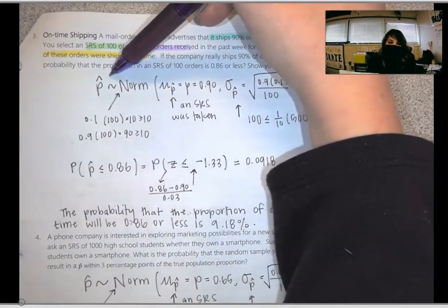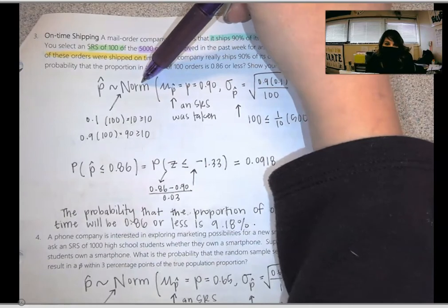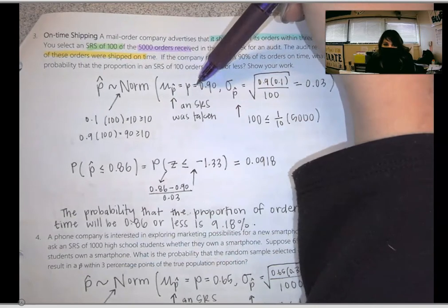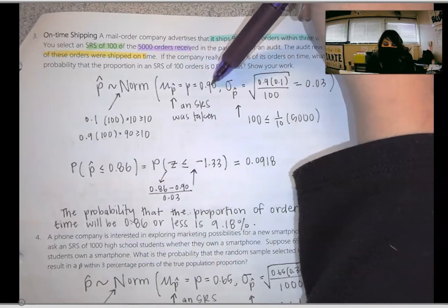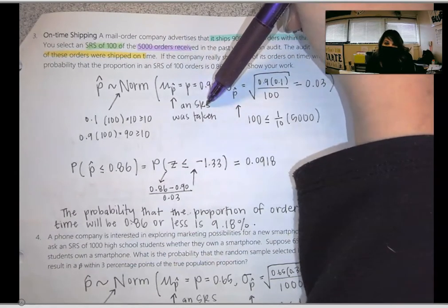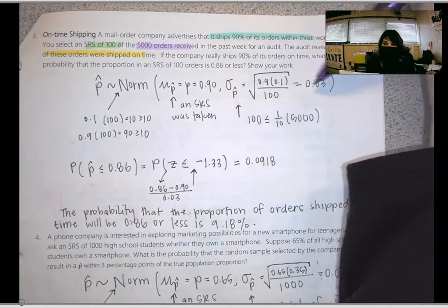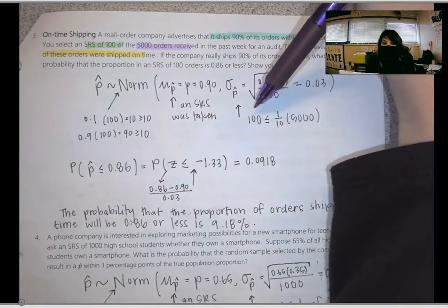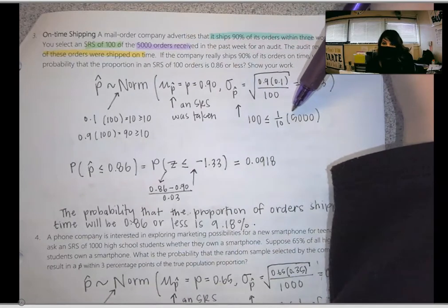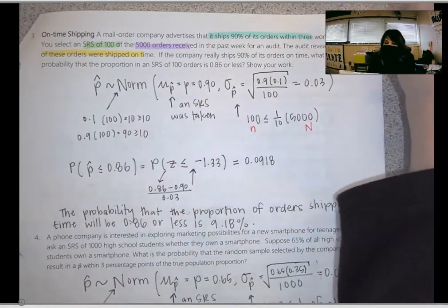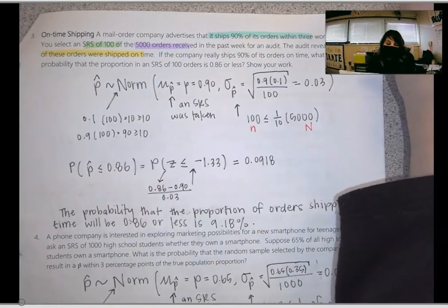So our sample comes from a population that is normally distributed because the large counts is satisfied. The mean is the same as the true population value, which is 90%. That is true because an SRS of 100 orders was taken. And then lastly, we can calculate our standard deviation. I get 0.03. And that is because the 10% condition is satisfied. And we can check that for sure because this is n, and we know that big N is 5,000. Our sample is 100. Our population was 5,000.